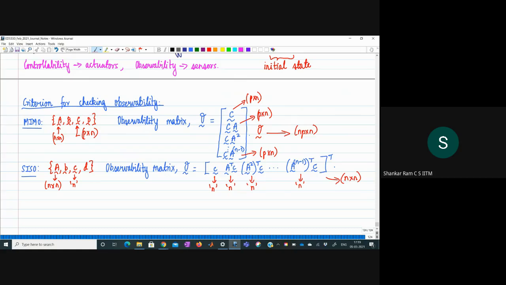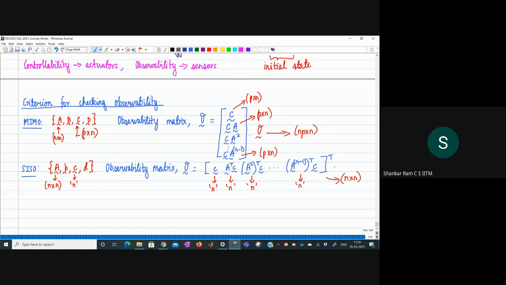To summarize, if we have a MIMO system with p outputs, the size of the observability matrix is np by n, and if we have a SISO system, then the size of the observability matrix is n by n. So that's the way the observability matrix is constructed.